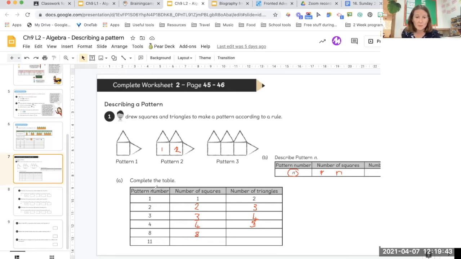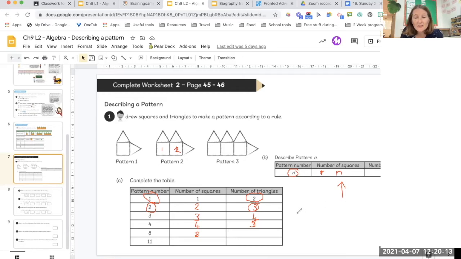What happens from the pattern number to tell us how many triangles there are? Plus 1. So n plus 1. Good. We're going to put n, which is the pattern number, plus 1 more, and that will tell us how many triangles it is. This is fun. Do we get it? Yeah. So whatever number we put for n, we just put the same number here and it will tell us, plus the 1.